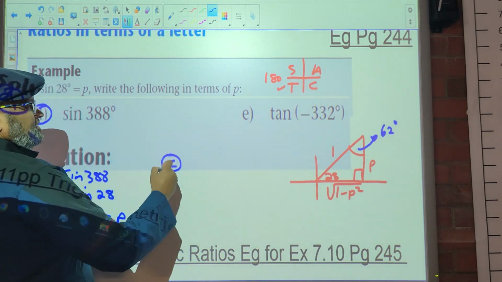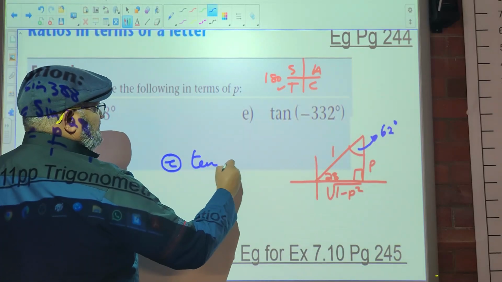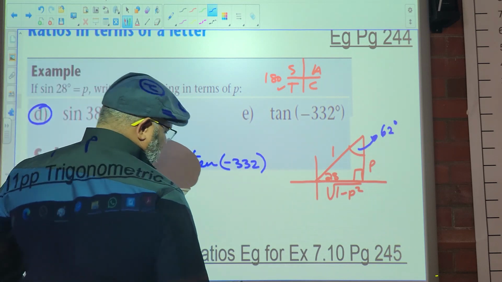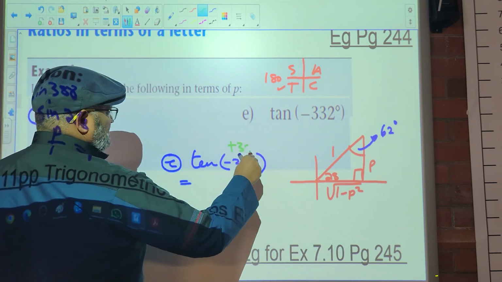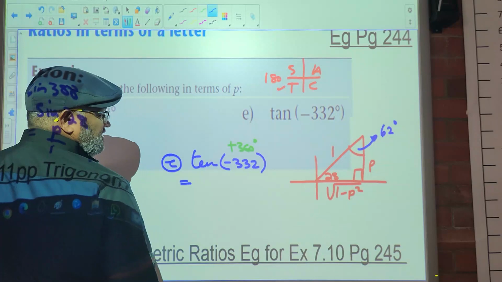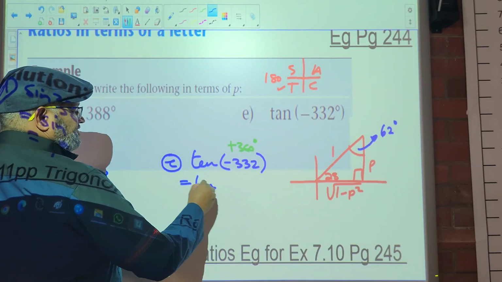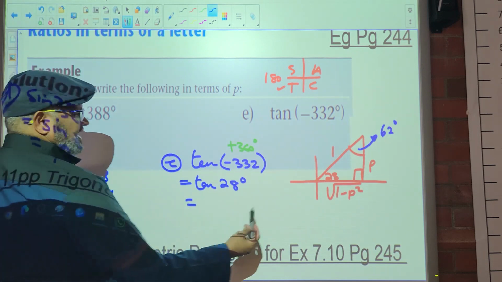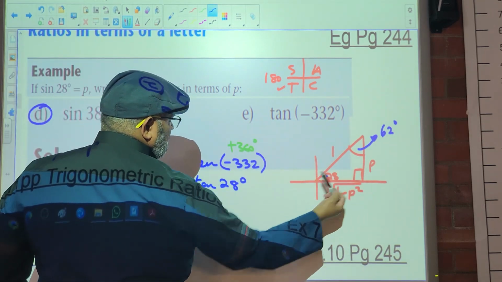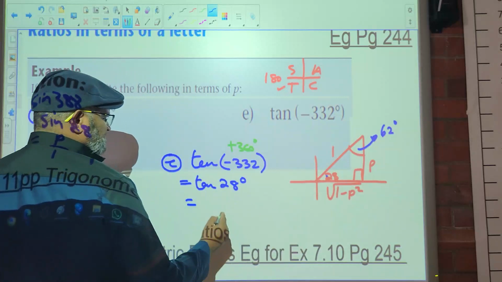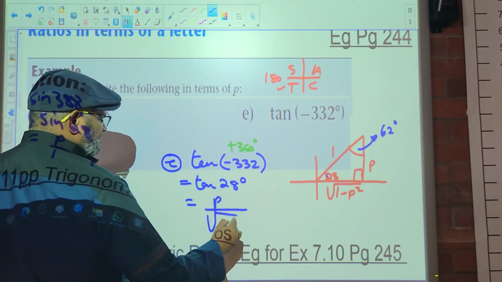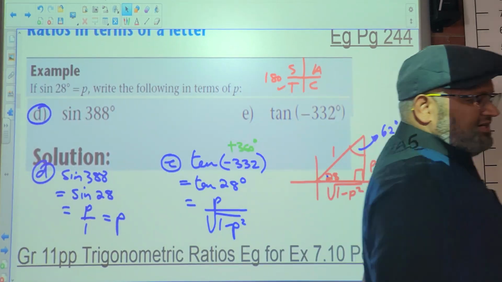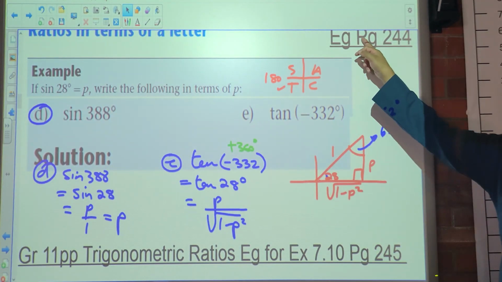And then E, you have tan of negative 332. What do we do? Plus 360, which gives me tan of 28. So hang on, tan is what? Opposite over adjacent, so it's going to be p over the square root of 1 minus p squared. Any confusion there? Any questions?